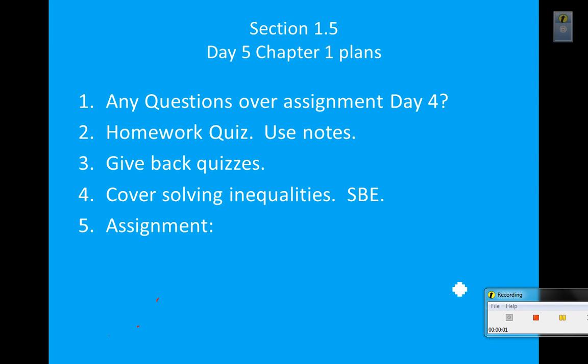I covered section 1-5 with your class. We also took a homework quiz, which is right there. I also gave them back their quizzes from the other day. And then I began to solve what we call inequalities with them. You have seen this before in Algebra 1, so it should be easy for you. It's just some simple algebra involved. There's one rule that I need you to remember, and after that, you're going to be very, very successful on this.